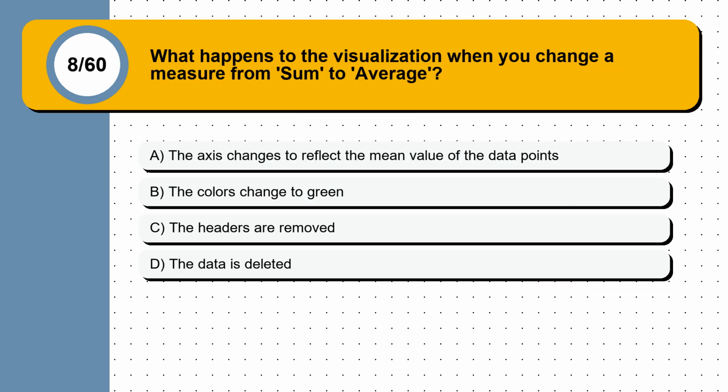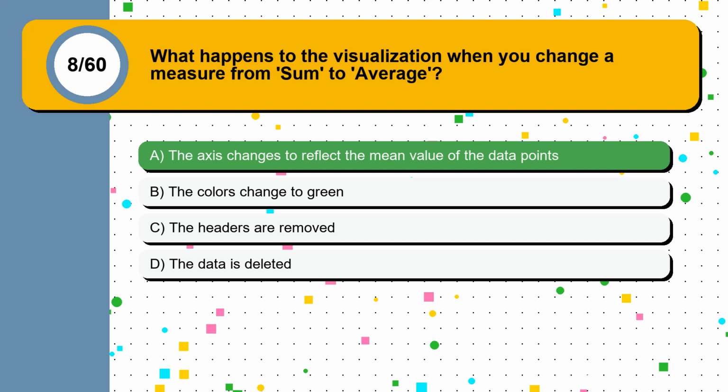Question 8. What happens to the visualization when you change a measure from sum to average? Option A. The axis changes to reflect the mean value of the data points. Option B. The colors change to green. Option C. The headers are removed. Option D. The data is deleted.